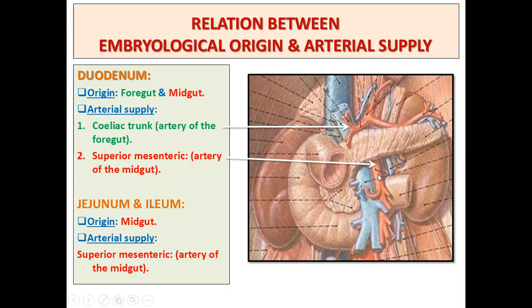Then here is the superior mesenteric artery, which is going behind the pancreas. This is the pancreas here, this is the head of the pancreas, and this is the duodenum. The superior mesenteric artery will be giving branches to the remaining part of the duodenum. The upper part will be supplied by the celiac trunk.